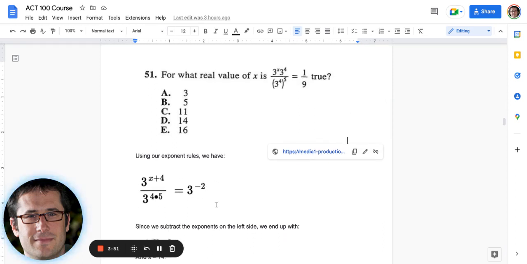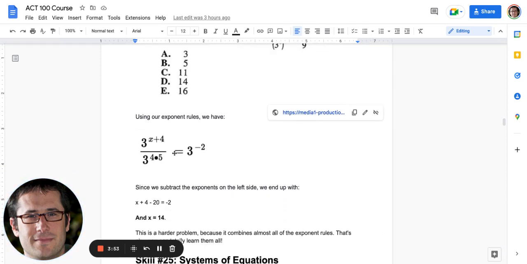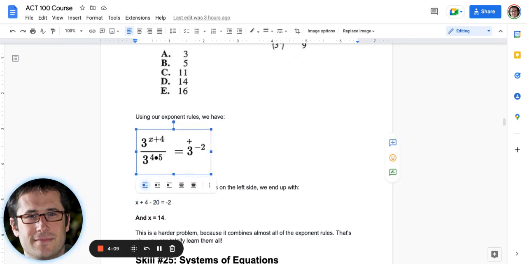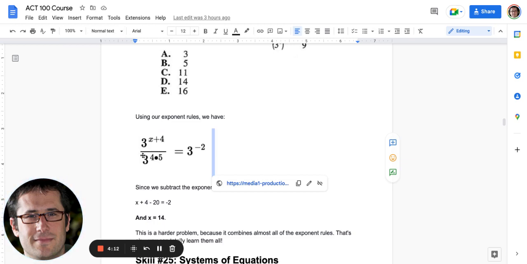Once we have all of that, then we subtract these, because 3 to the something over 3 to the something means we can subtract the somethings. So that becomes x plus 4 minus 20. Okay, 4 times 5 is 20. So that's x plus 4 minus this. And then since it's all 3's, that's going to be 3 to the x plus 4 minus 20 equals 3 to the negative 2. So in the end, just the exponents equal. x plus 4 minus 20 equals negative 2. You do the algebra and you get x equals 14.